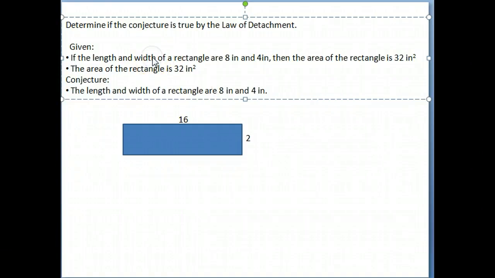Okay, that's why our law was set up this direction. In order to make a conclusion, again, our given has to come from the if part or we can't make our conjecture. So this person got it wrong. This one was false.